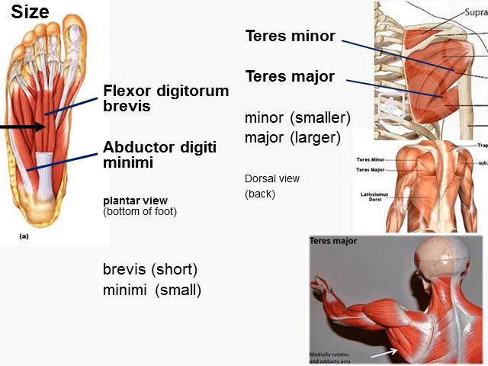Major, minor, okay, larger, smaller. Digitorum brevis, think of short. Abductor digiti minimi, that is the small. It's going to move that little toe.